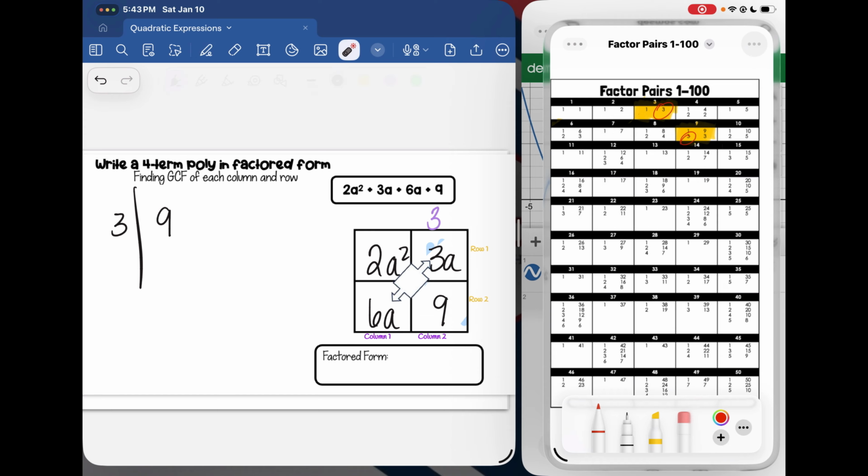All right, so then let's look at going across. 2a squared plus 3a. Well, I know this a squared tells me what will be outside these two boxes: an a and an a. But I also have to look at the coefficients. So that means for this column, I'm looking at the coefficients of 2 and the coefficients of 6.